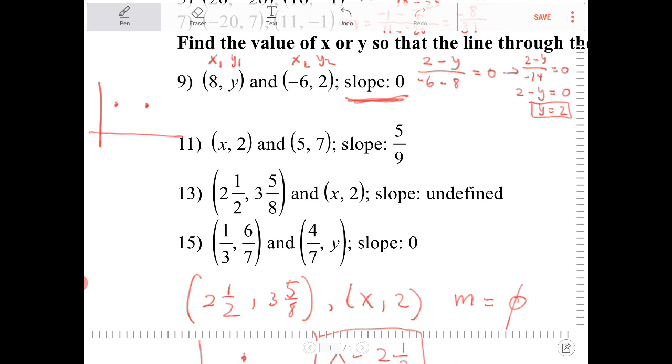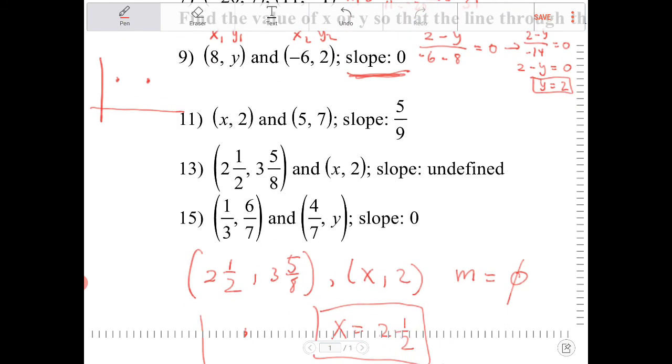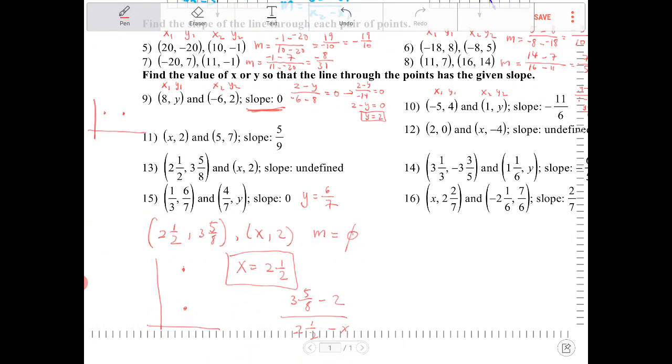So logically, for number 15, without having to do any work at all, what would the answer be? For number 15, the y coordinate here has to equal 6/7. All right, it is as simple as that.